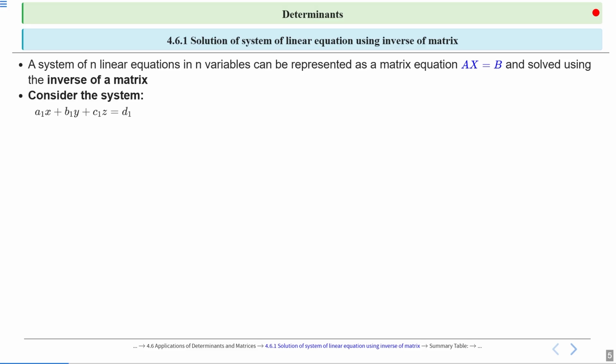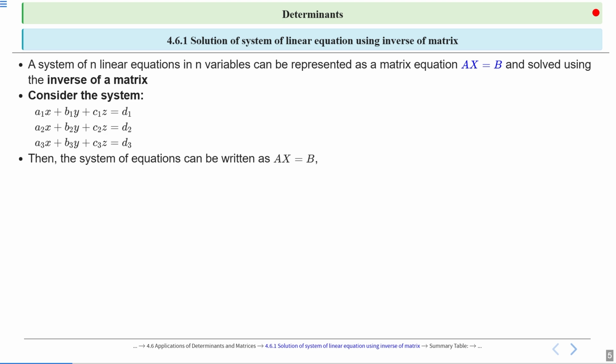So consider the system a1x plus b1y plus c1z equals d1, a2x plus b2y plus c2z equals d2, a3x plus b3y plus c3z equals d3. So here there are three linear equations, a system of equations with three variables x, y, and z.